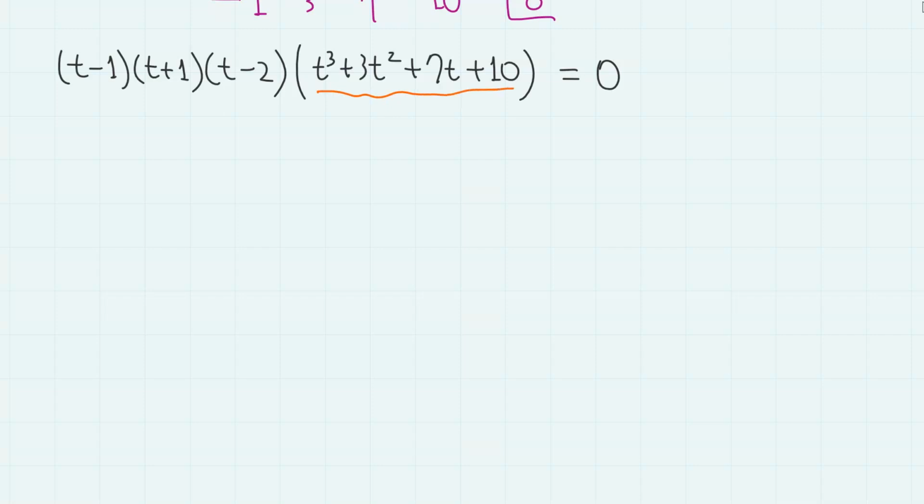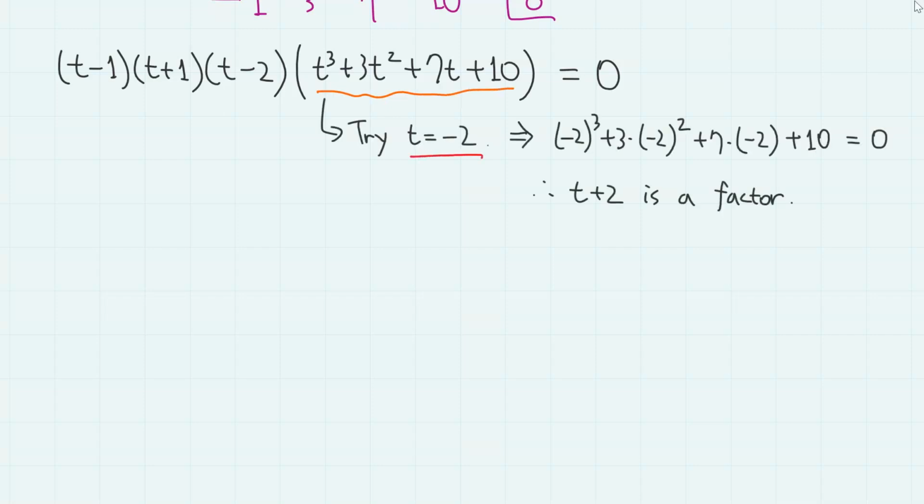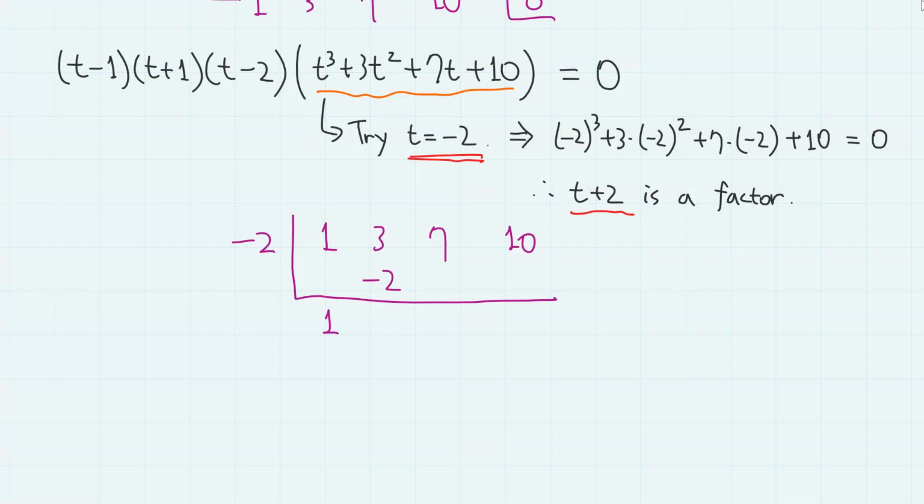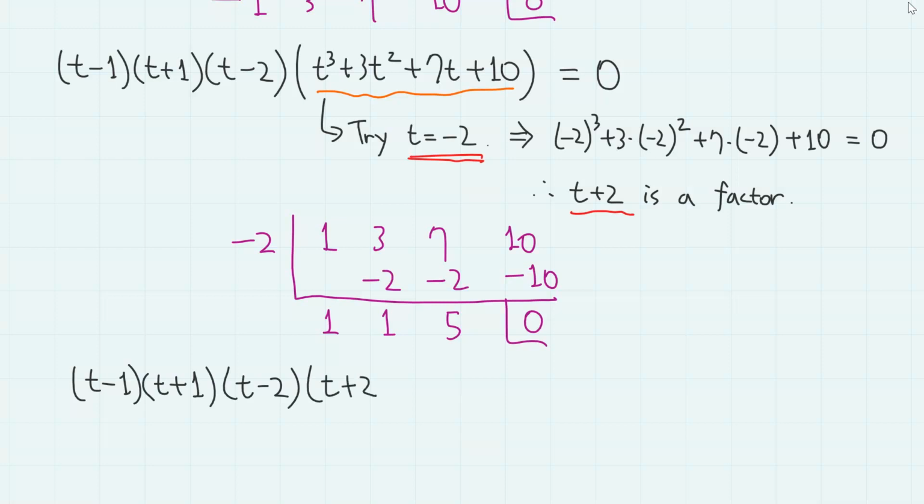For this part, notice that t equals minus 2 satisfies the equation. Therefore, t plus 2 is a factor. Doing the synthetic division, so now minus 2, 1, minus 2, 1, minus 2, 5, minus 10, 0. So we have t minus 1, t plus 1, t minus 2, t plus 2, t squared plus t plus 5 equals 0.